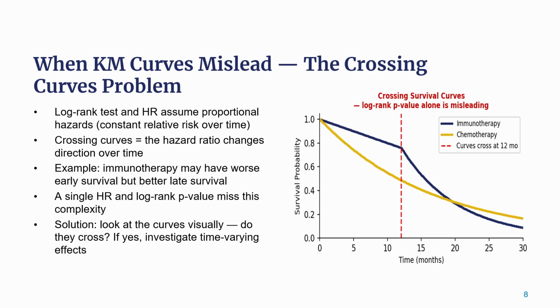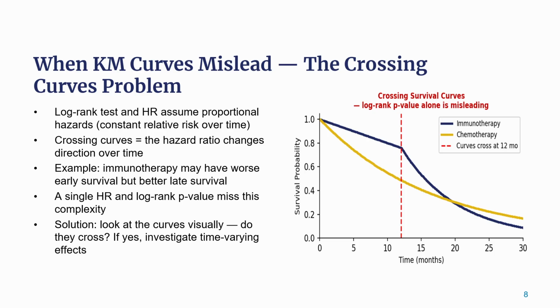The hazard ratio assumes that the relative risk between the two groups stays constant over the entire follow-up period. This is called the proportional hazards assumption, but sometimes the curves cross, meaning one treatment is better early and the other is better late. Think about immunotherapy in cancer. There might be early deaths from treatment toxicity, so the control group looks better initially. But at 12 months, the immunotherapy patients who responded are doing very well, and the curves cross.